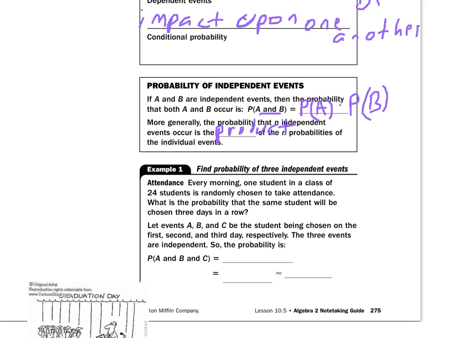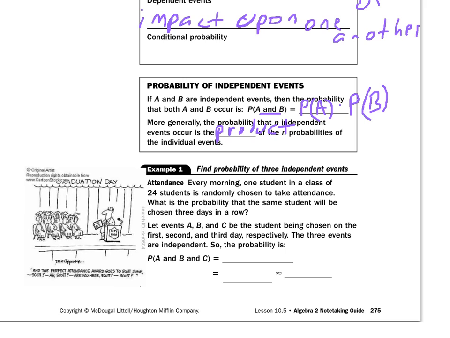I got this little skit for us here. It's graduation day, and the perfect attendance award goes to Scott Shaw. So Scott skipped out on graduation day. I thought that was kind of funny.